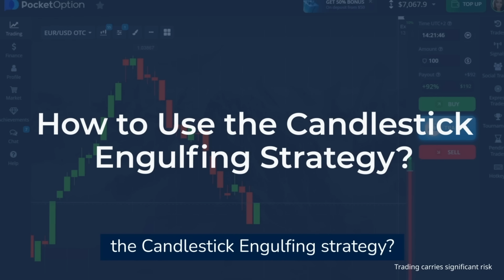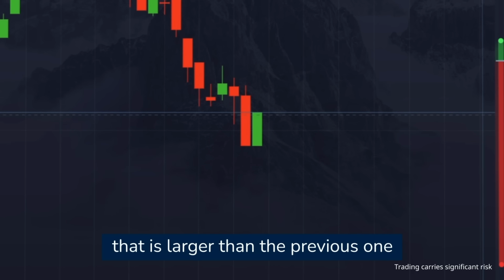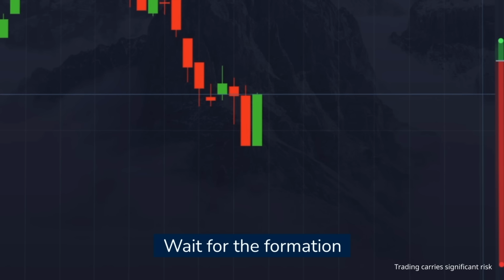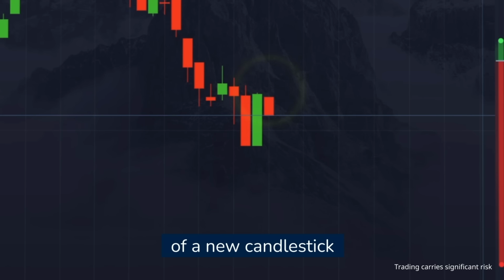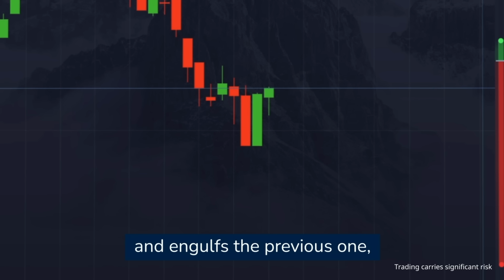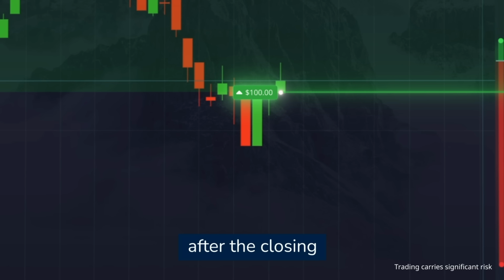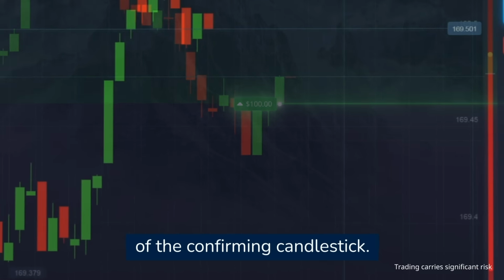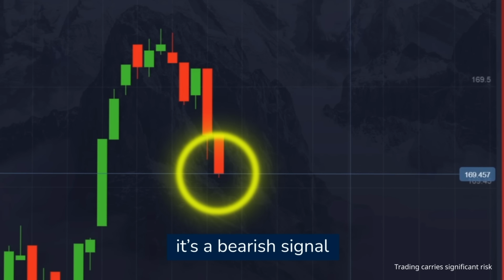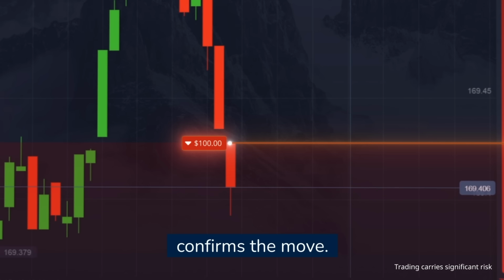How to use the candlestick engulfing strategy. First, identify a candlestick that is larger than the previous one and moves in the opposite direction. Wait for the formation of a new candlestick to confirm the signal. If the candlestick is moving upward and engulfs the previous one, it's a bullish signal. Open a buy trade after the closing of the confirming candlestick. If the candlestick is moving downward and engulfs the previous one, it's a bearish signal. Open a sell trade after the next candlestick confirms the move.